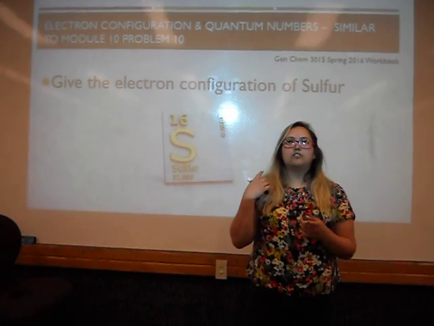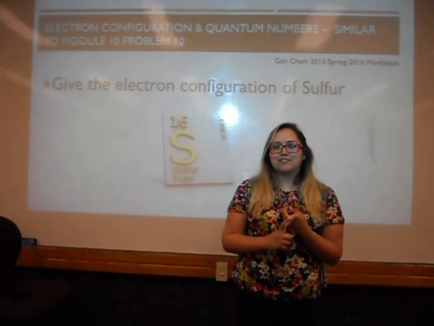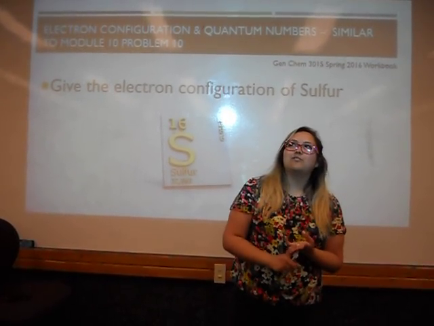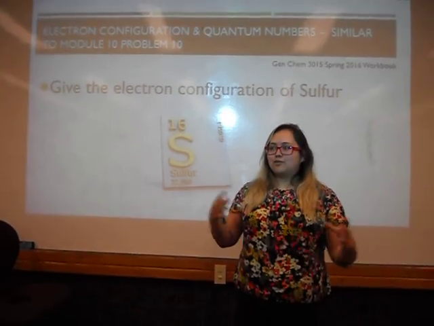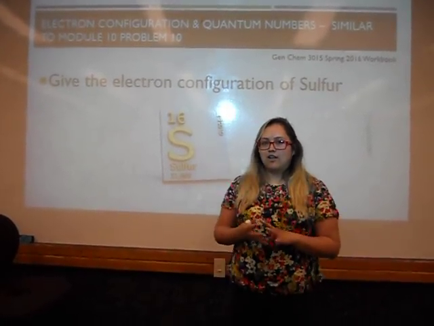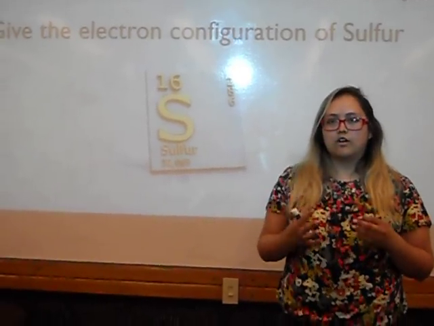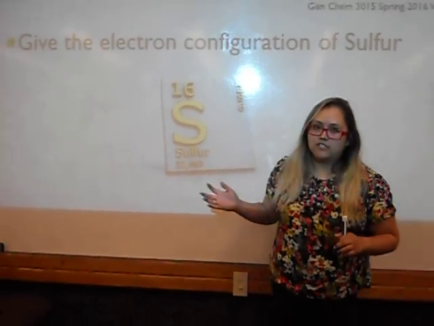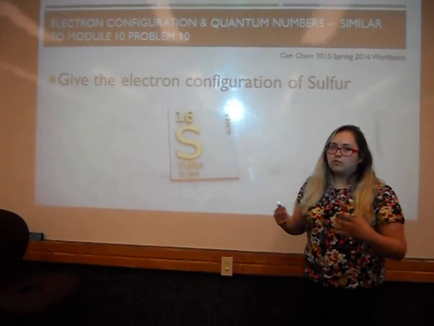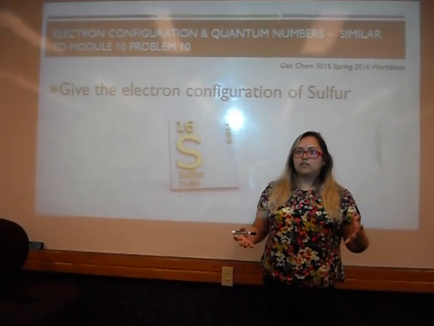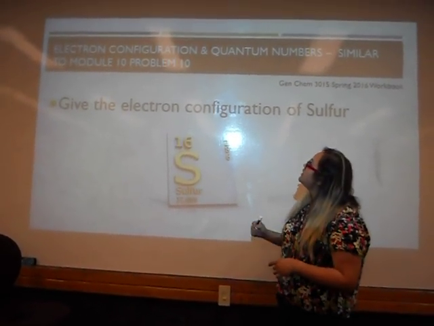Right, so we all know, or hopefully we know, about s orbitals, d orbitals, p orbitals, and f orbitals, and so on and so forth. So we're going to use electron configuration to show where all these electrons in a specific element are placed.